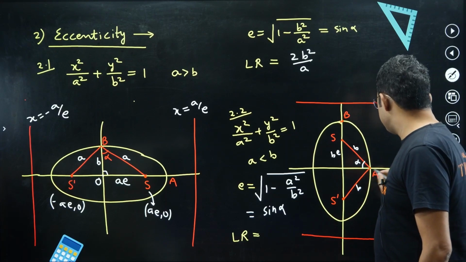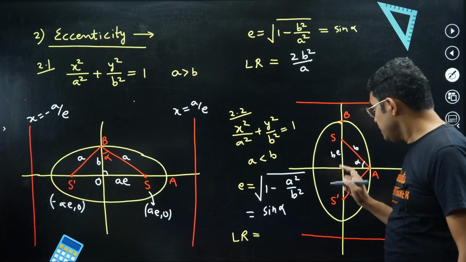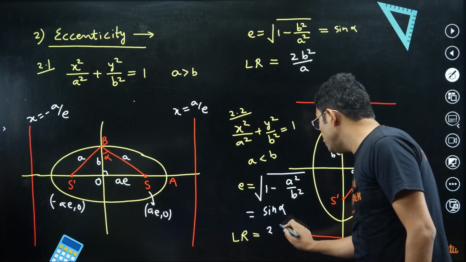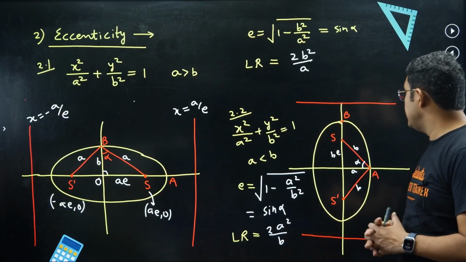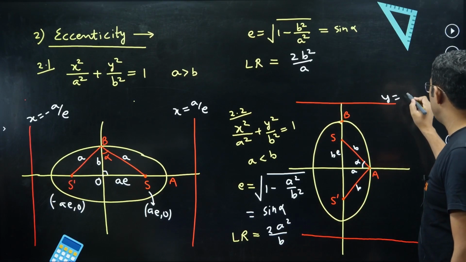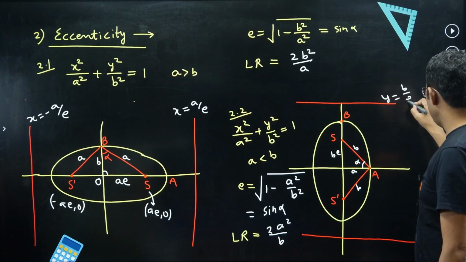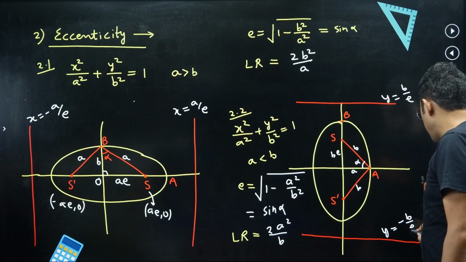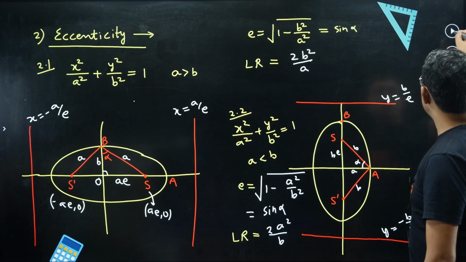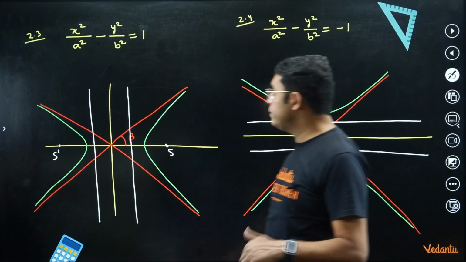Okay, and the length of the latus rectum in this case would be 2a square upon b. So these are the results you must know. This directrix will be y is equal to b upon e, and this directrix will be y is equal to minus b upon e. Now similar results we must know for hyperbola also.